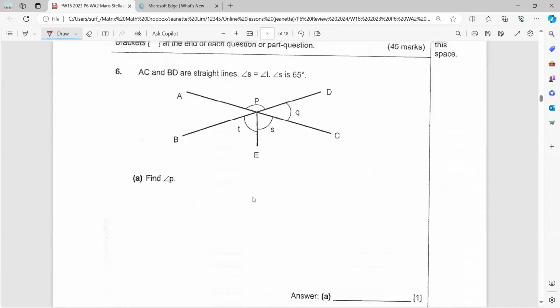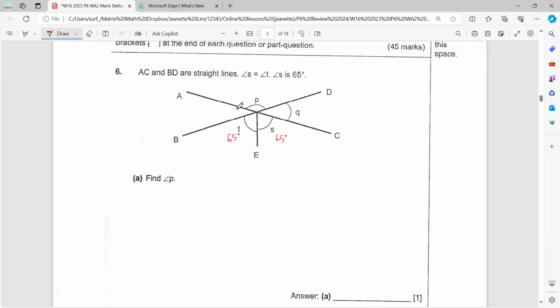Question number 6. AC and BD are straight lines. AC, BD are straight lines. Okay, you cut across, there's an X. And then angle S is equal to angle T. Angle S is 65. So if this is 65, then this is also 65 degrees. Okay, we're supposed to find angle P.